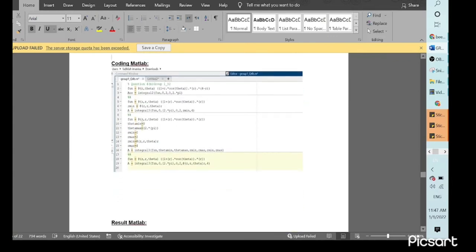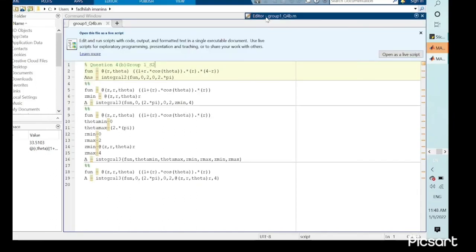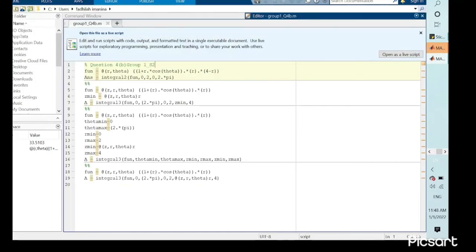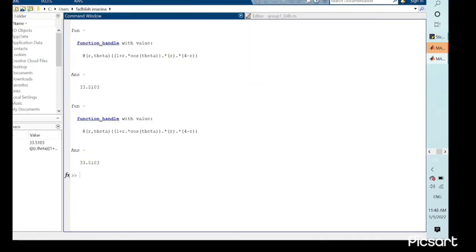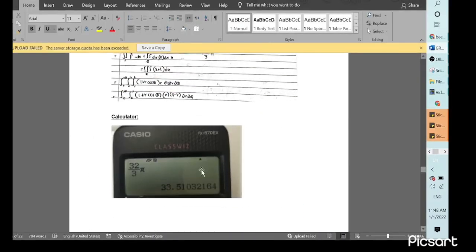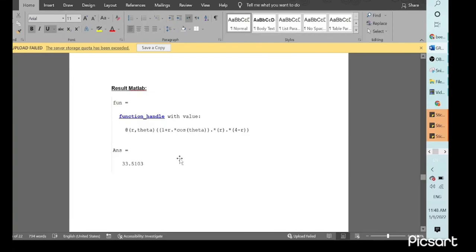Then I did the coding in MATLAB, and this is the code I made. When I run the code, I got 33.5102, exactly the same as my calculation and the calculator. And this is the result for the math.